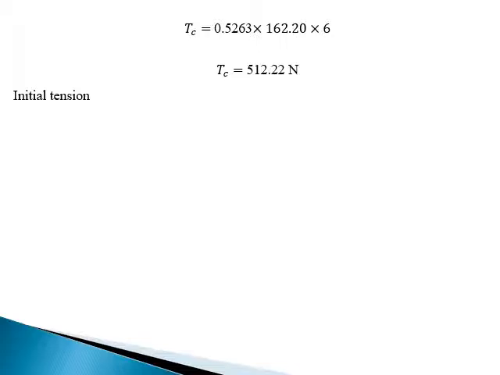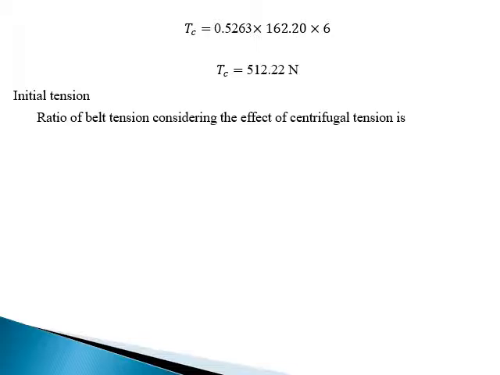Coming to the initial tension in the belt, it is related to the ratio of belt tensions considering the effect of centrifugal tension, given by (T1 minus Tc) divided by (T2 minus Tc) is equal to e to the power mu theta. So this is the equation for the ratio of belt tension considering the initial tension in the belt.